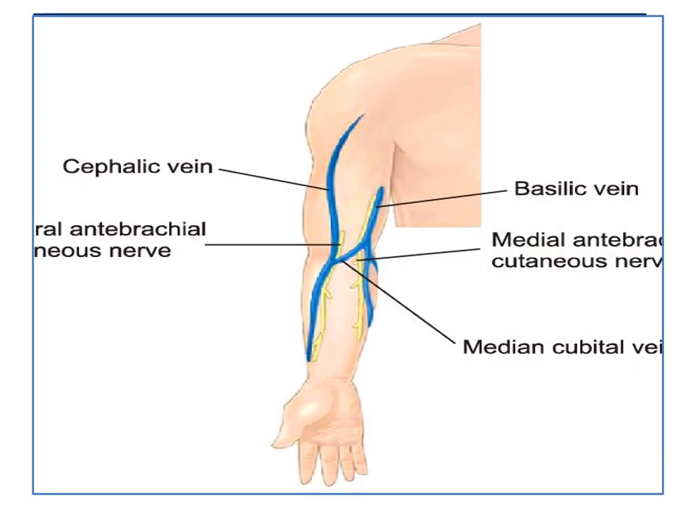This is the image showing us the median cubital vein at the cubital fossa. You can see this vein that runs obliquely upward, starting from the cephalic vein laterally and ending at the basilic vein medially, and it drains blood from the cephalic to the basilic vein.